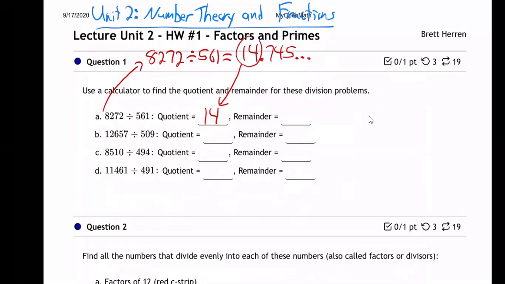Okay, so I took the 8272 divided by 561, I got 14.745, and then I put the 14 right there. Now the tricky part is how do we get the remainder? They don't mean the decimal. They mean, if you were long dividing, what would be the remainder? So let's just do that.